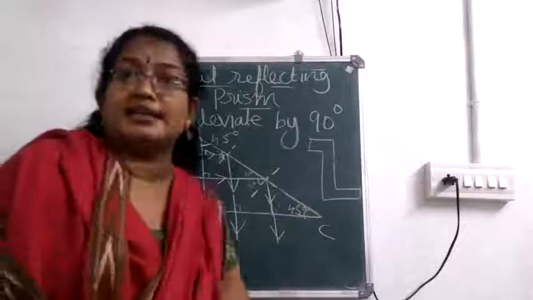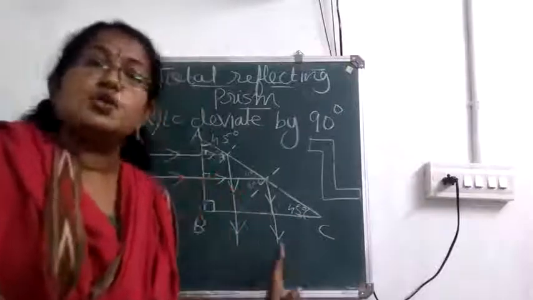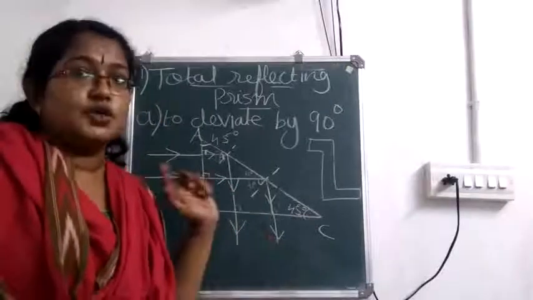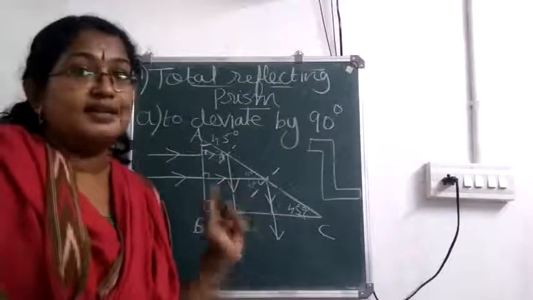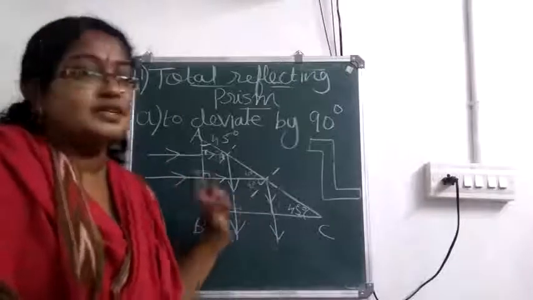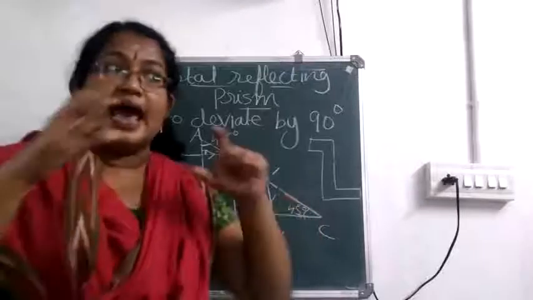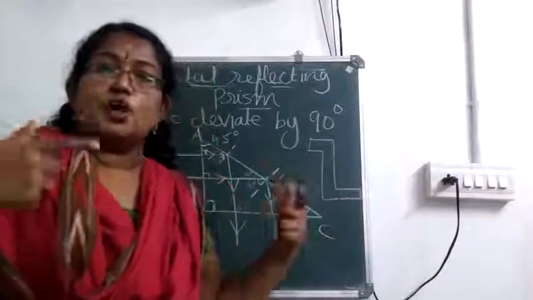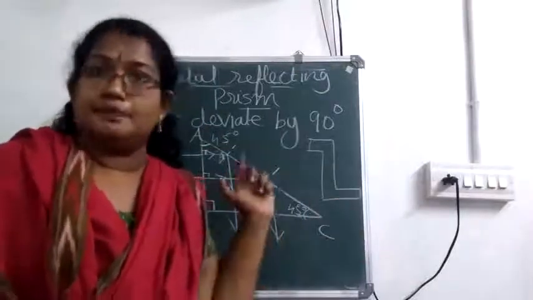Then you have to write its use. It is used in a periscope. Okay. So these many things should be there. I need the lecture notes also here, because these diagrams are very important. As the main heading you can write total internal reflection in prisms.